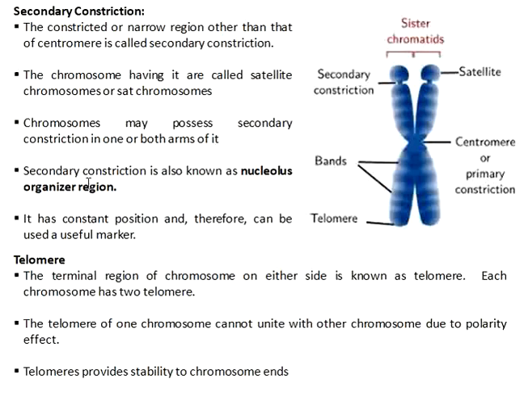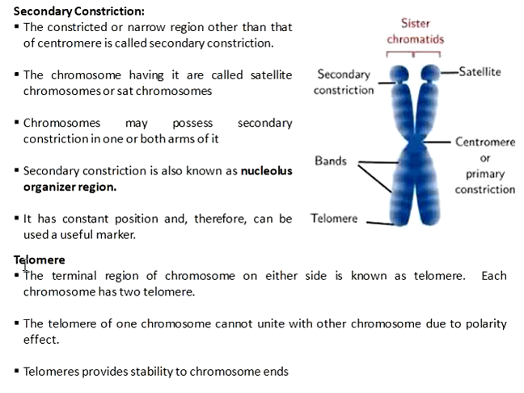The secondary constriction is also known to have an important role, and therefore we also know it as the nucleolus organizer region. It has a constant position within the chromosome structure, and therefore it can be used as a useful marker to identify the chromosome.